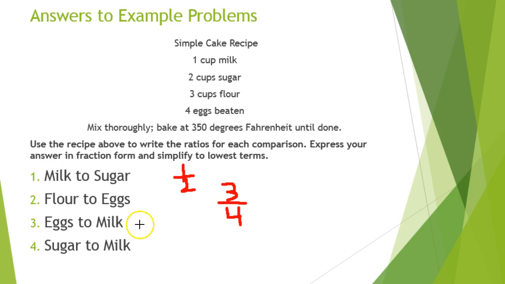Looking at number 3, eggs to milk. I look first at my eggs, which is 4 eggs. Then I look to see what my milk is, which is 1 cup of milk. So I would have 4/1. And number 4, sugar to milk.